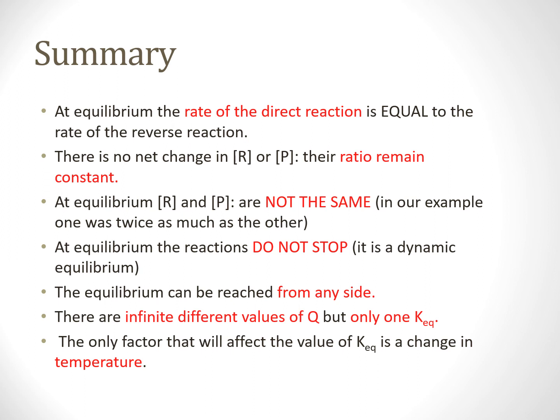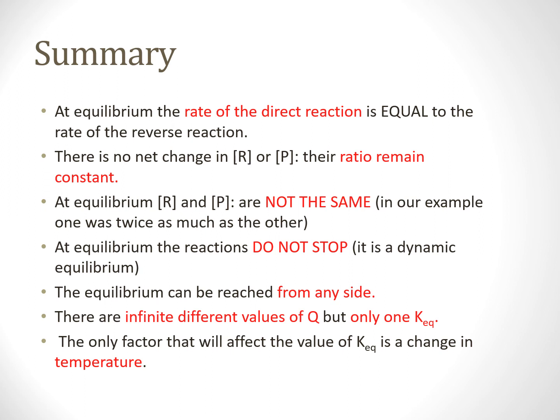Also, at that point, obviously the concentrations of R and P are going to stay constant. Therefore, the ratio is going to stay constant. The ratio is not typically 1. It could be, but it's a rare situation. So typically R and P, by the time you reach equilibrium, are two different numbers. In our case, one was always twice as big as the other. So the concentrations of reagent and product typically are not the same at equilibrium.